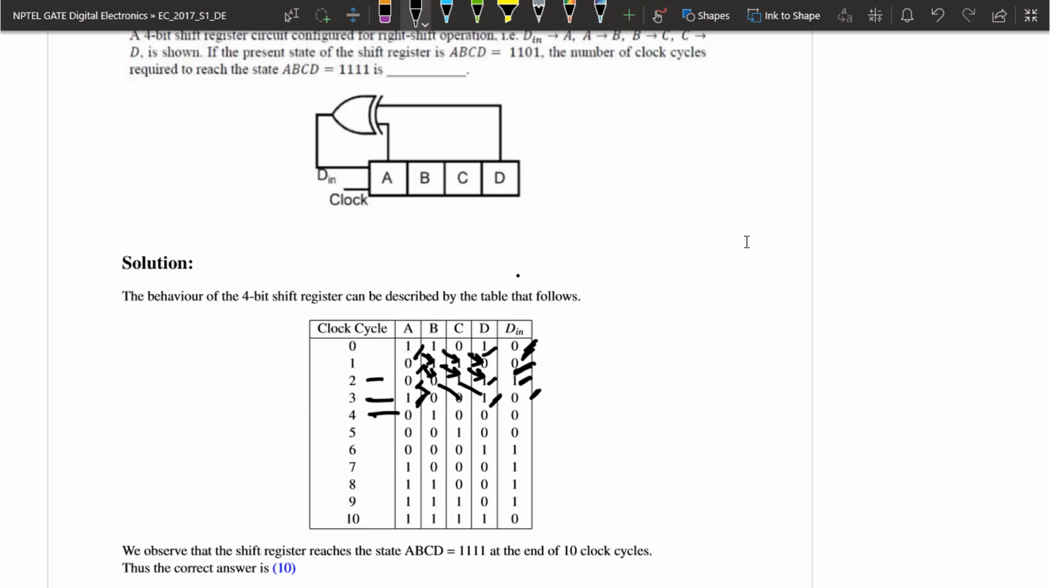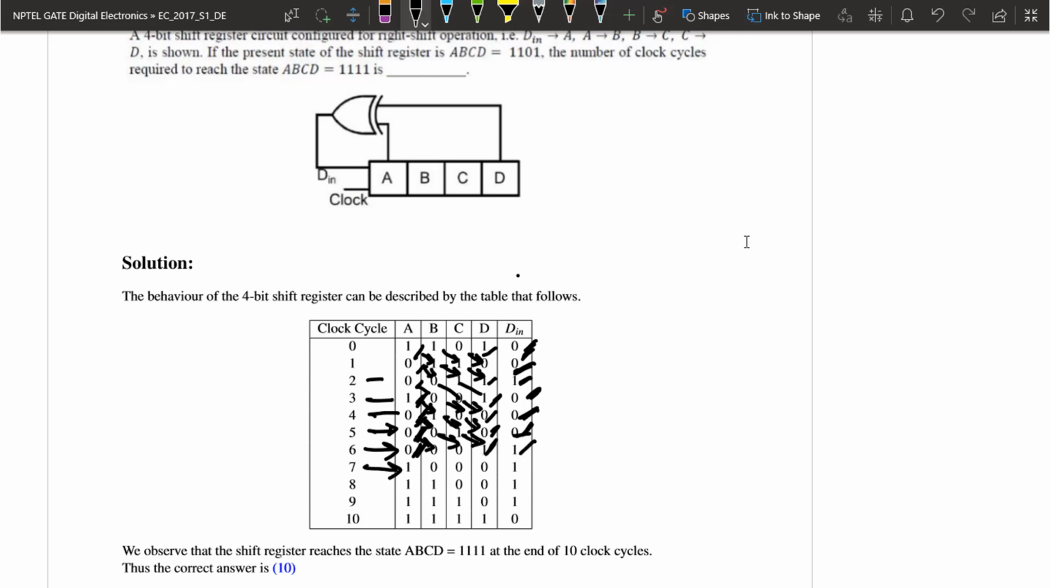In clock cycle 4, A is previous Dn, which is 0, and B becomes 1, C becomes 0, D becomes 0, and Dn is A XOR D, which is 0. In clock cycle 5, A is previous Dn, which is 0, B is 0, C is 1, D is 0, and Dn is 0 XOR 0, which is 0. In clock cycle 6, we see that A is 0, B is 0, C is 0, D is 1, and Dn becomes 0 XOR 1, which is 1.